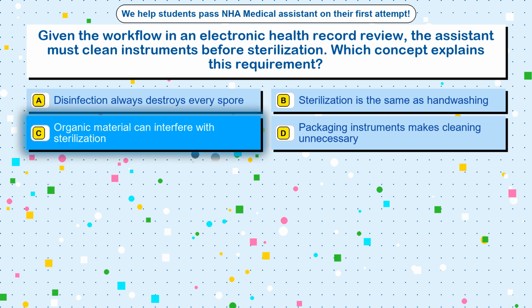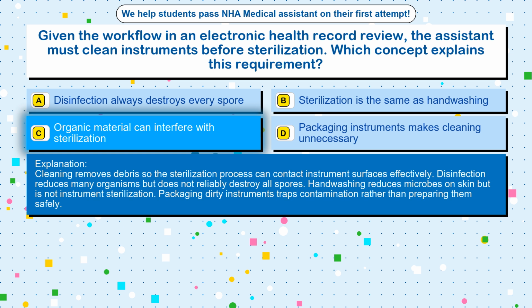The correct answer is option C. Organic material can interfere with sterilization. Cleaning removes debris so the sterilization process can contact instrument surfaces effectively. Disinfection reduces many organisms but does not reliably destroy all spores. Hand washing reduces microbes on skin but is not instrument sterilization. Packaging dirty instruments traps contamination rather than preparing them safely.